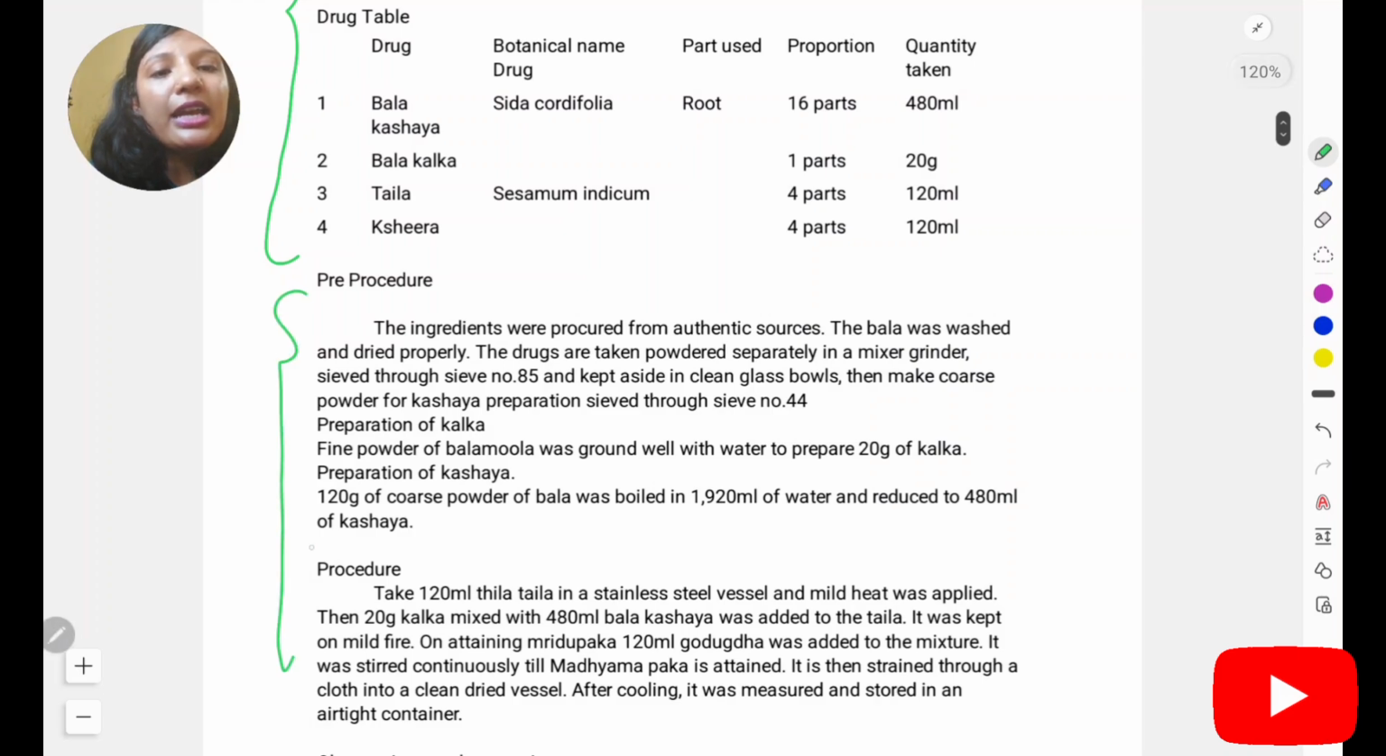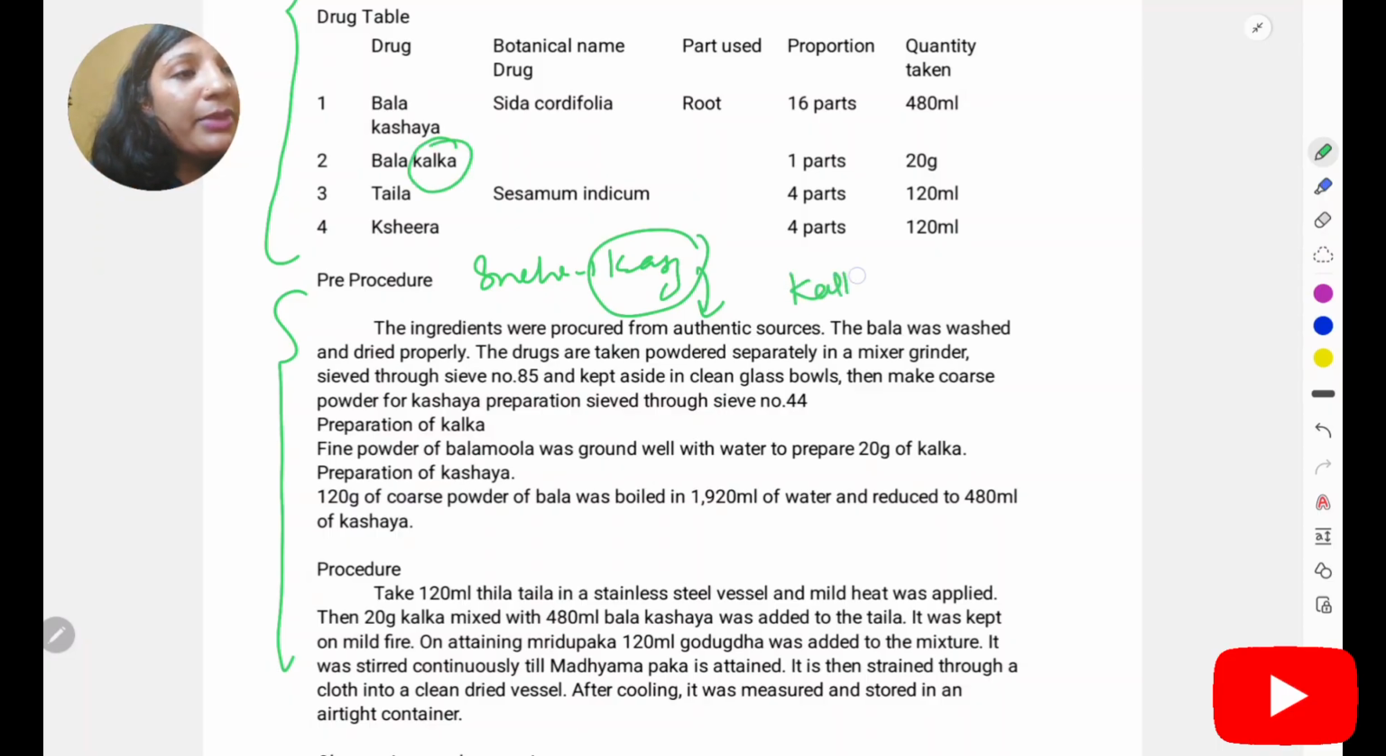And again you can write the method of preparation divided into 3 steps: pre-procedure, procedure and post-procedure. Pre-procedure is usually the same, but the important thing is that, for example, in Sneha Kalpana we need one kashaya. So in the pre-procedure you have to make that kashaya, and here we are using kalka form of bala, so we have to make that kalka in the pre-procedure. So in pre-procedure you have to make your bala kashaya, prepare your bala kalka, and take the shira and taila from an authentic source that should be pure and without contamination.